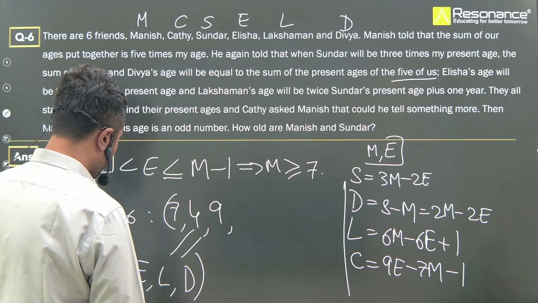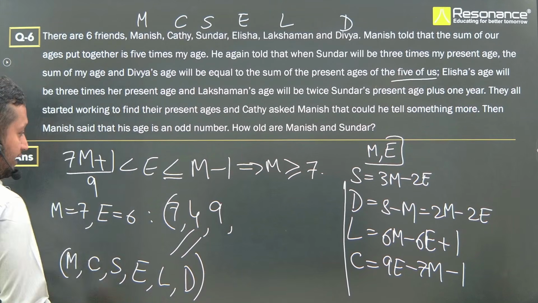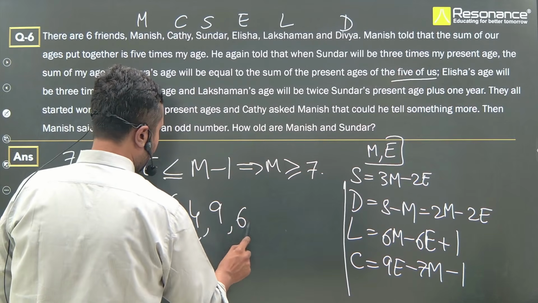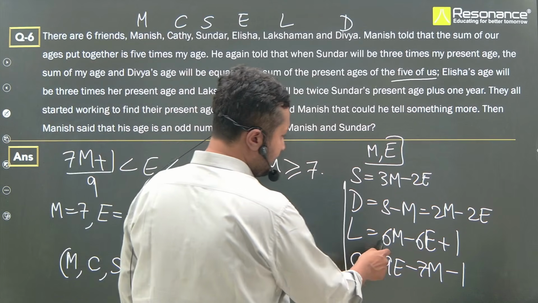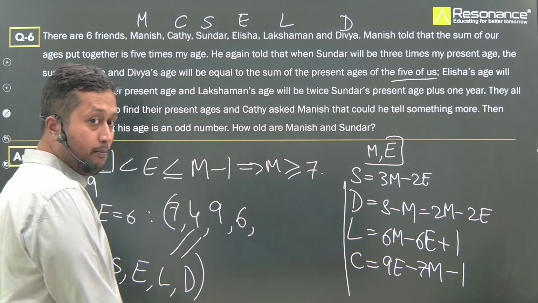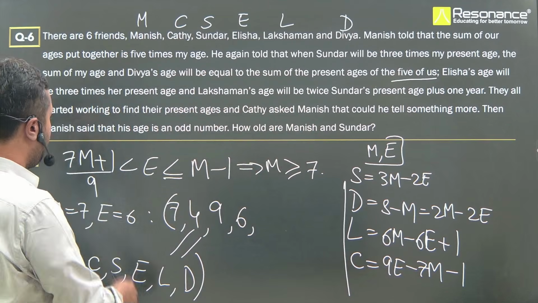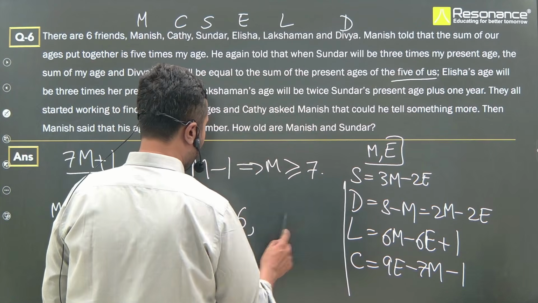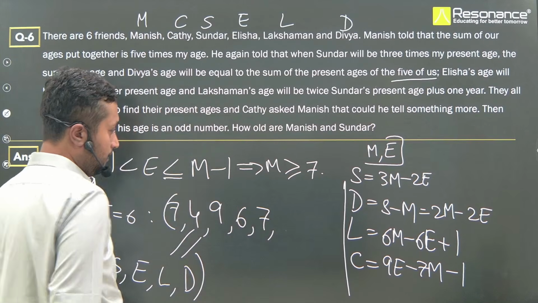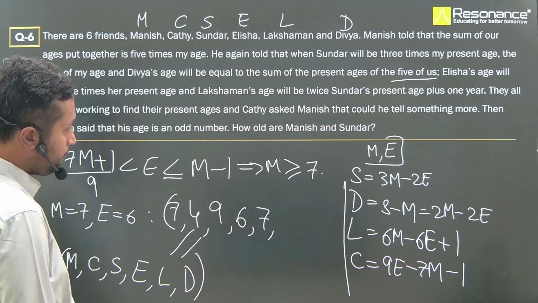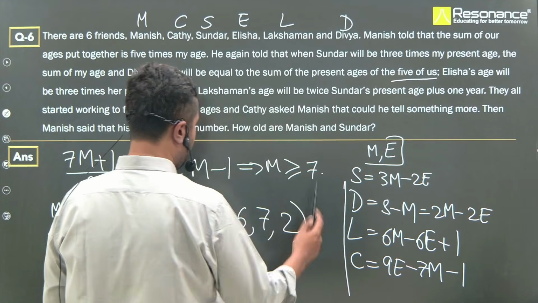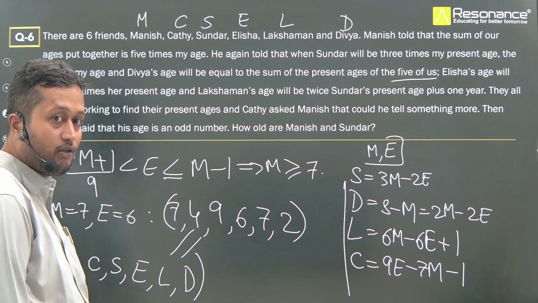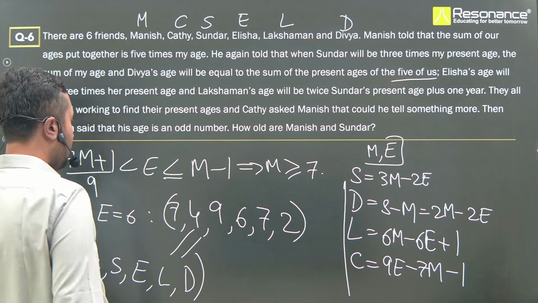Next, so we got 3 of these numbers, and e is anyway 6. Then L, what is L? It is 6 times m minus e. M minus e is 1. So 6 times that plus 1, so it is 7. And next, D. The value of D is 2 times m minus e, so that is 2. Ouch. I didn't know that. Divya was so young.